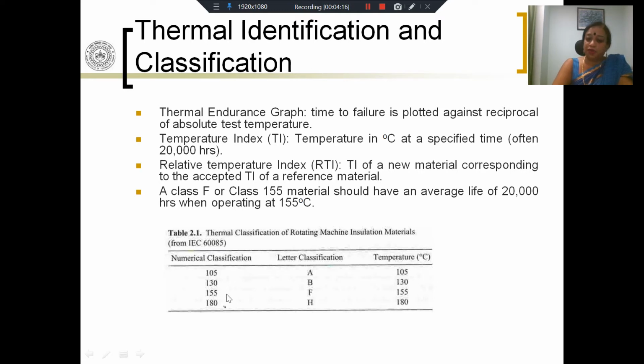So we have a numerical classification, also a letter classification. They mean the same, but with the letter classification, you have to remember which letter corresponds to what temperature. So you need to remember that a class A material will withstand 105 degrees centigrade. A class H material will withstand 180 degrees centigrade. Whereas if you use the numerical classification, it's easy to correlate. A 105 class material will withstand 105 degrees centigrade. A 155 class material will withstand 155 degrees centigrade.